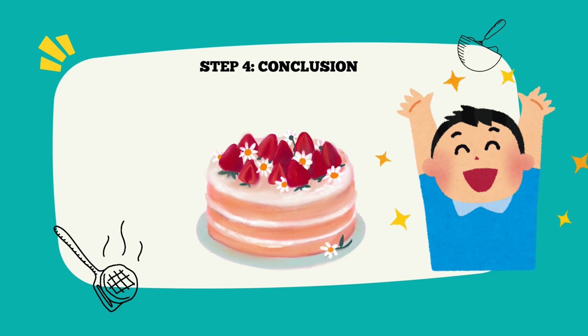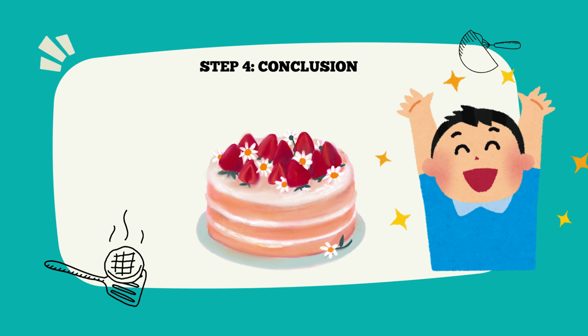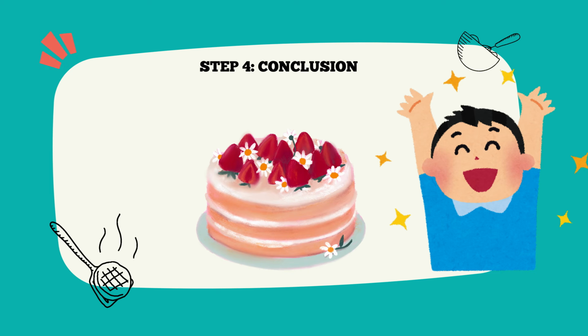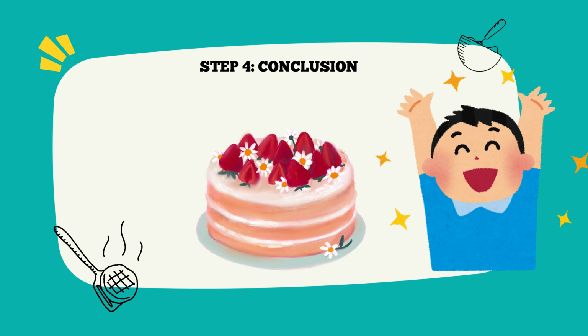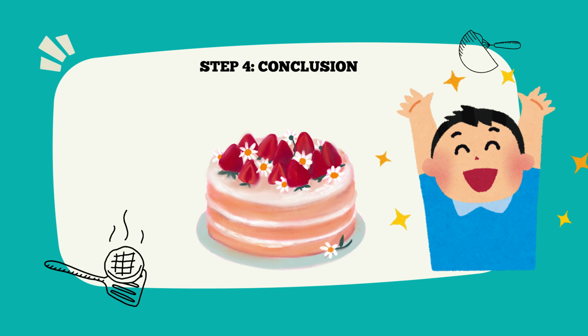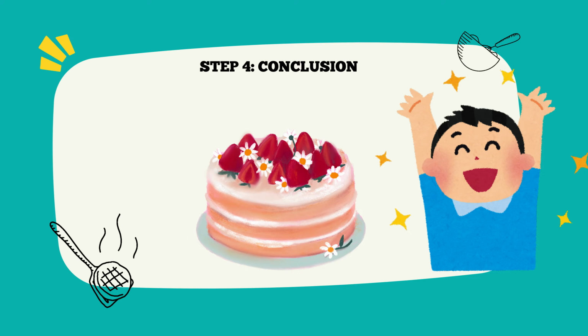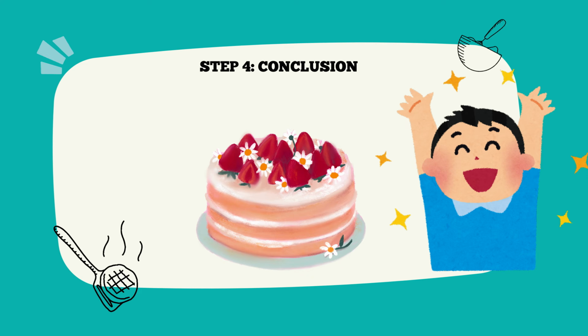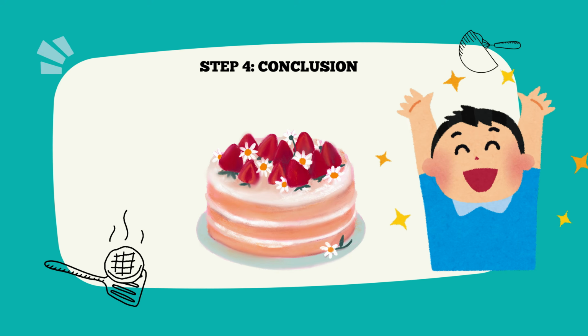Step 4. Conclusion. And here's our final step. Enjoying our cake. You can add frosting, fruit, or chocolate on top to make it even yummier. This is why procedural texts are so important. They help us complete tasks step by step. Now, you can bake a cake anytime by following this recipe.